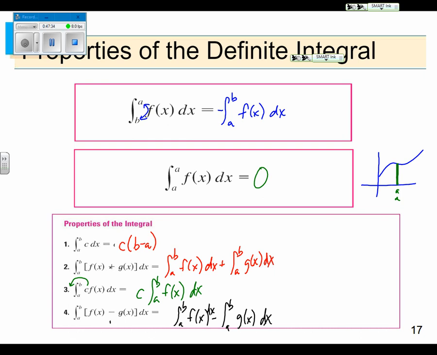Okay. These are all proven in your book. If you're having trouble believing me on some of them, they get into limits and they follow the limit laws. Since I can do this with limits, I can do this with integrals. And so that's how it kind of works.